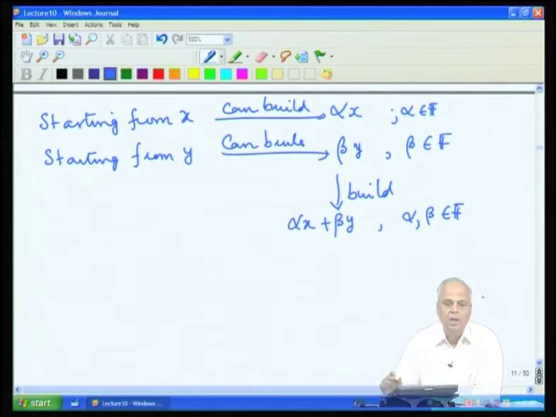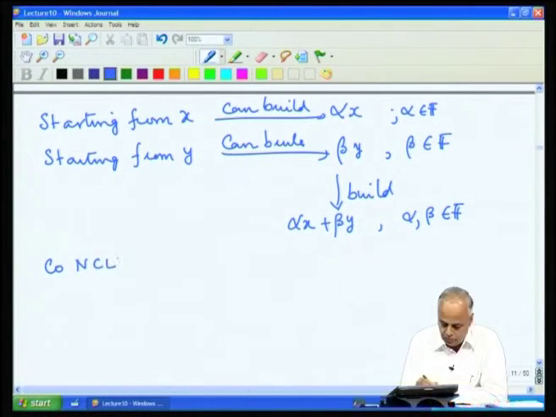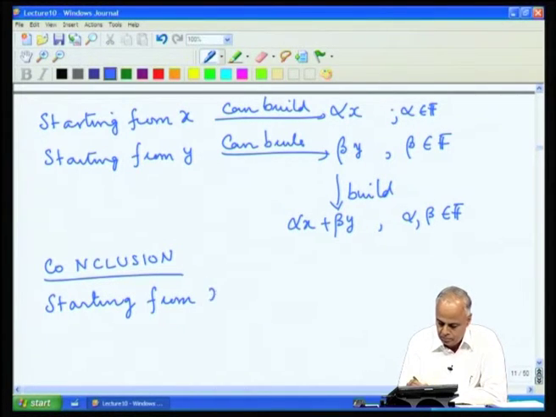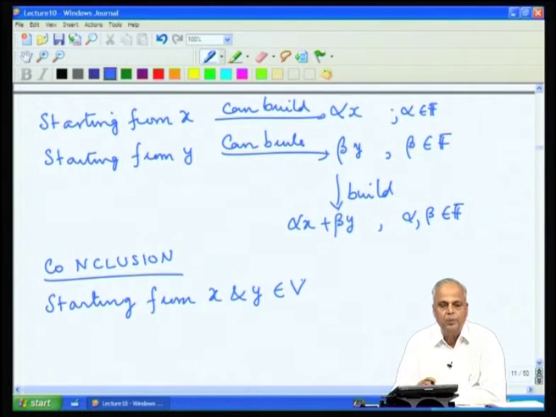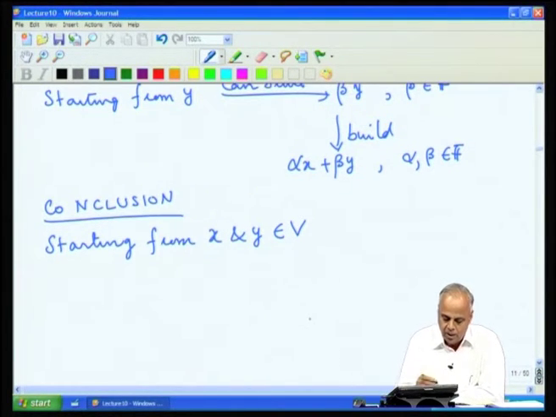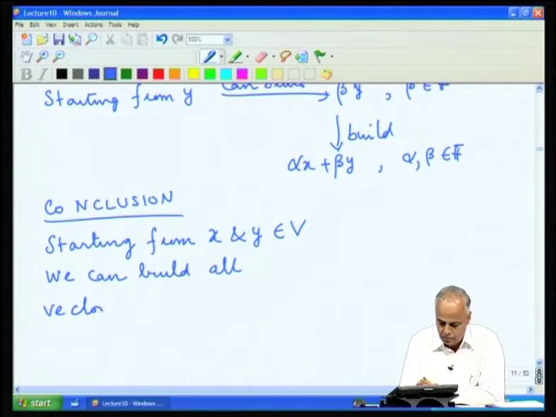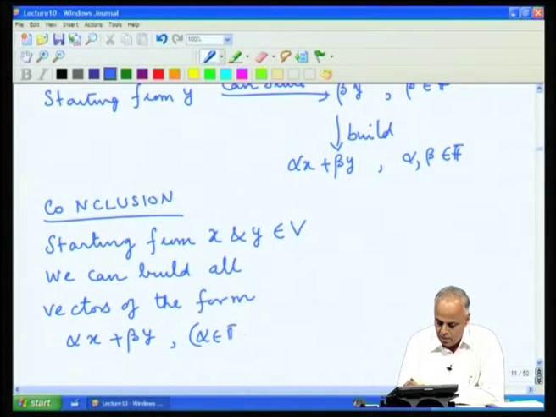So, thus we see starting from two vectors x and y. The conclusion is that starting with two vectors x and y in V, we can build all vectors of the form alpha x plus beta y, where alpha belongs to F, beta belongs to F.